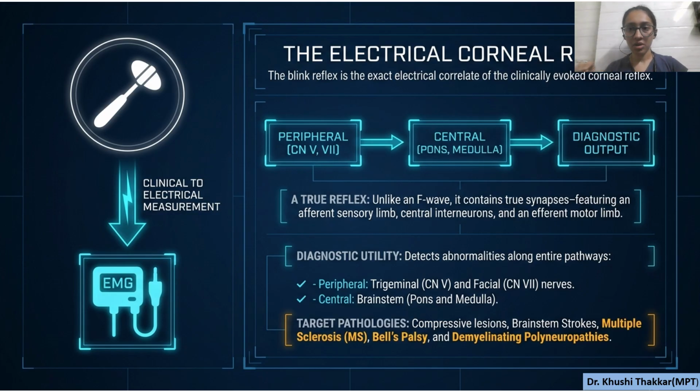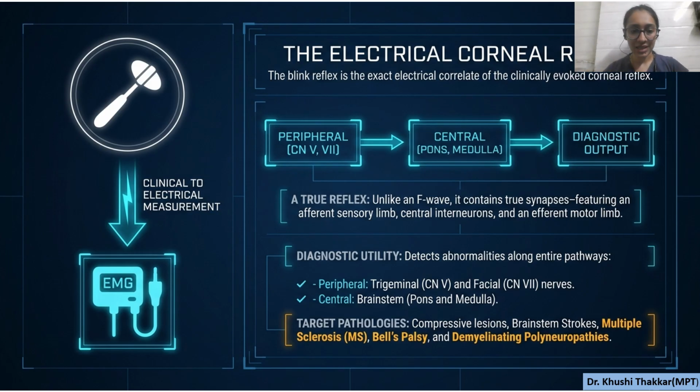So the blink reflex is the exact electrical correlate of the clinically evoked corneal reflex. As we had discussed in the late responses slides, where your S1 ankle jerk resembles your H reflex, it's a clinical correlate. Similarly, how do you check your corneal reflex? You take a cotton wisp and just touch it to the cornea, and if the patient blinks, you say it is present, right? So that is how the pathway works. The electrical pathway gives us the electrical correlate.